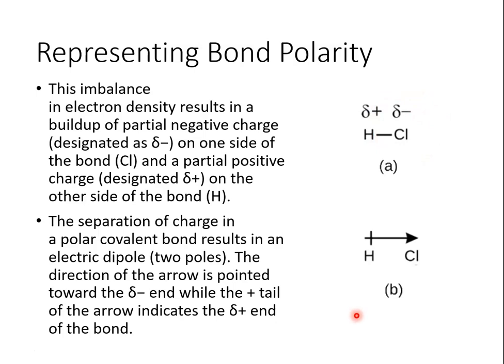The other way we can represent this is with an arrow, and we put the arrowhead pointing toward the negative end, which in this case is the chlorine, and then the tail is next to the positive end, which in this case is the hydrogen.